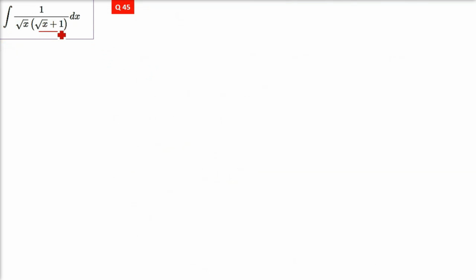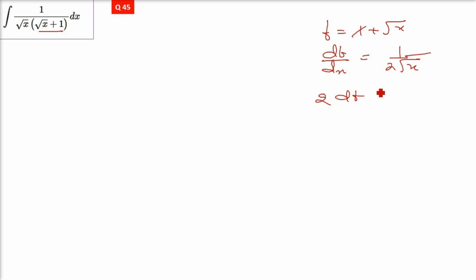So 1 by under root x, 1 plus under root x. Now if you put t equals 1 plus under root x, you are going to get dt by dx is 0 plus 1 by under root x. Root x differentiation is 1 by twice under root x. How has it come? You know already, differentiation we have done a lot. So this 2 goes here. Dt will be equal to dx by under root x.